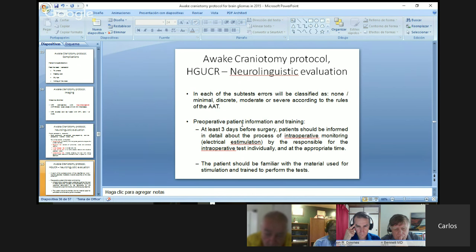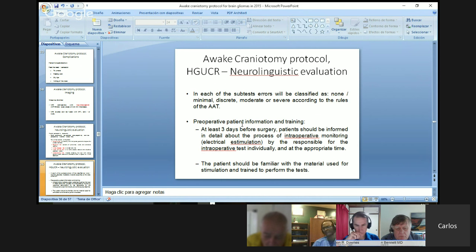In each of the subtests, errors will be classified as none, minimal, discrete, moderate, or severe deficits according to the rules of the Aschner-Aspen test. And the postoperative patient information training.